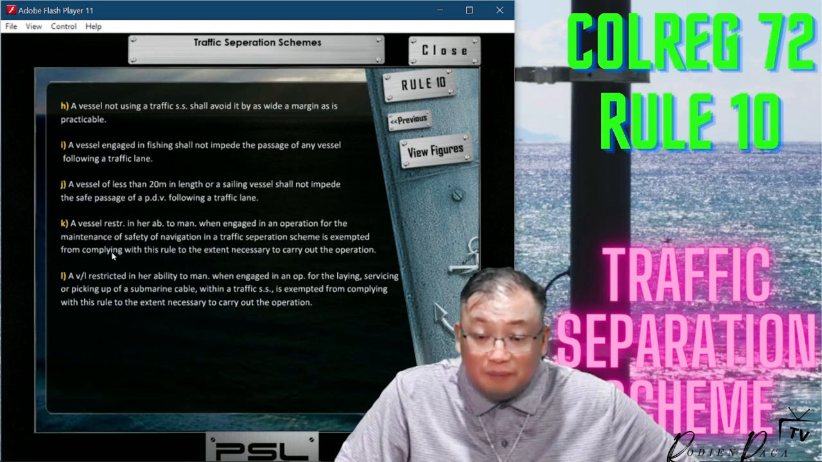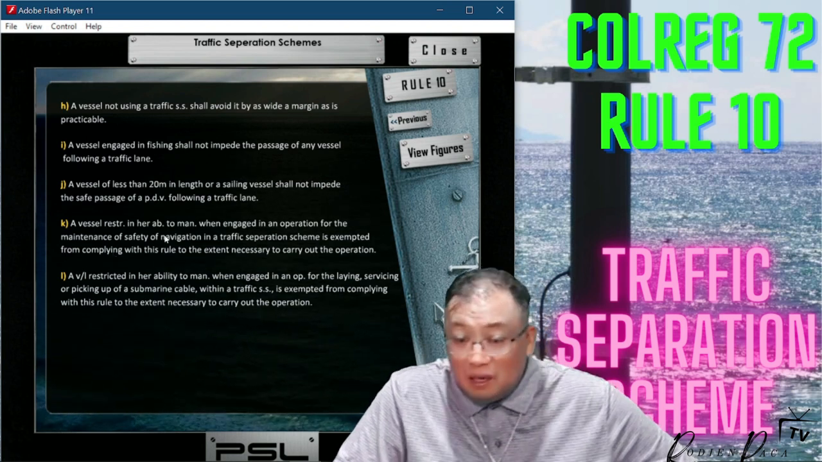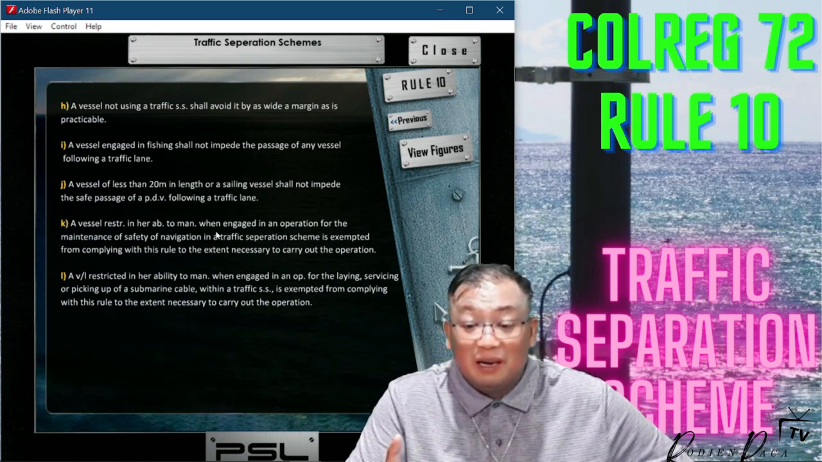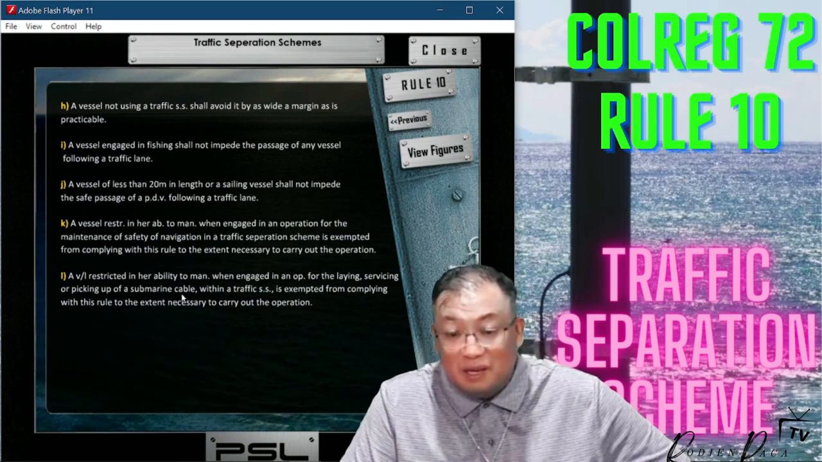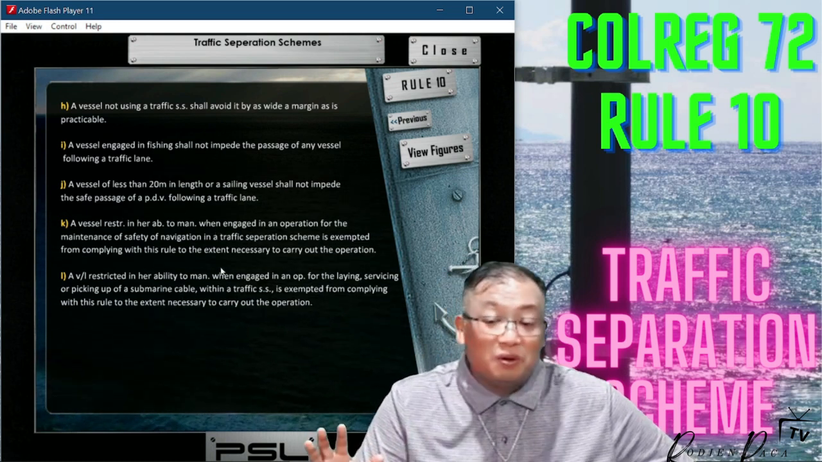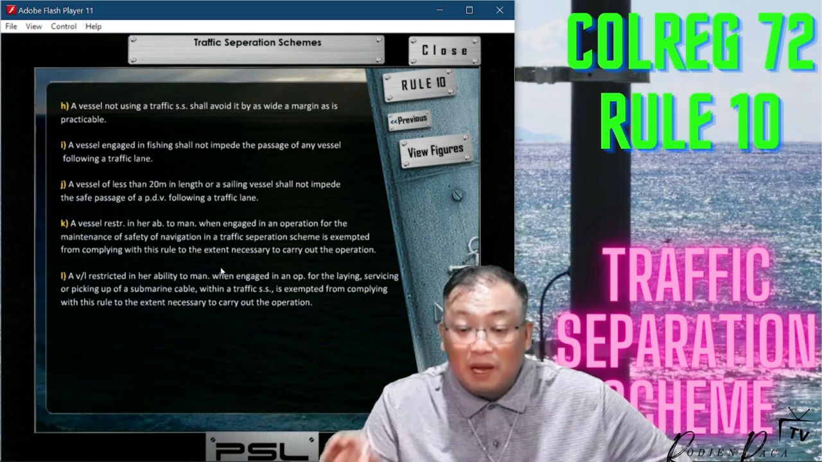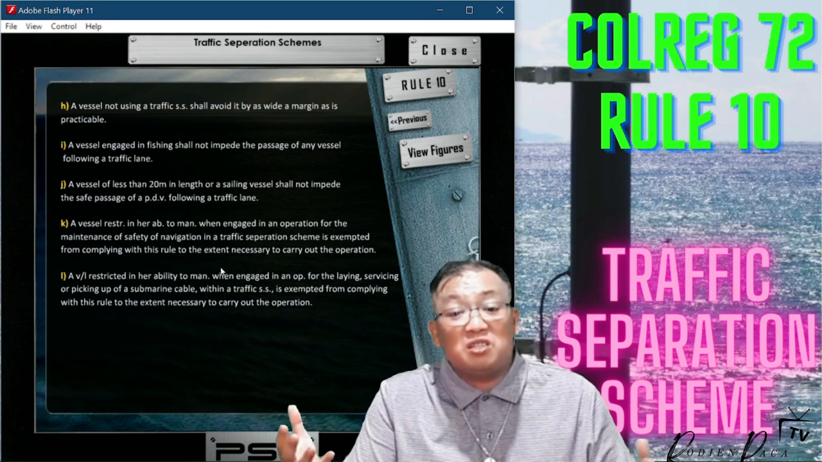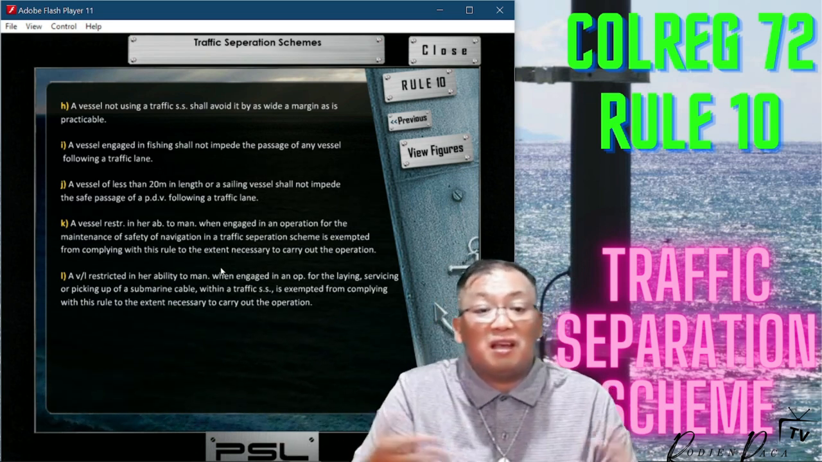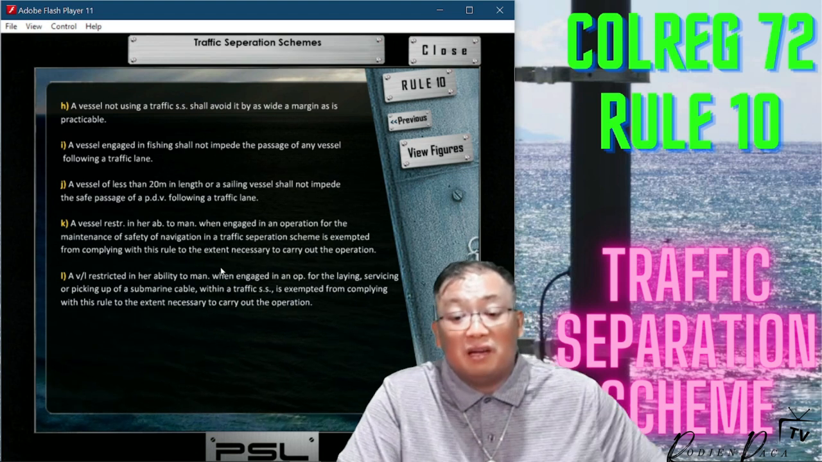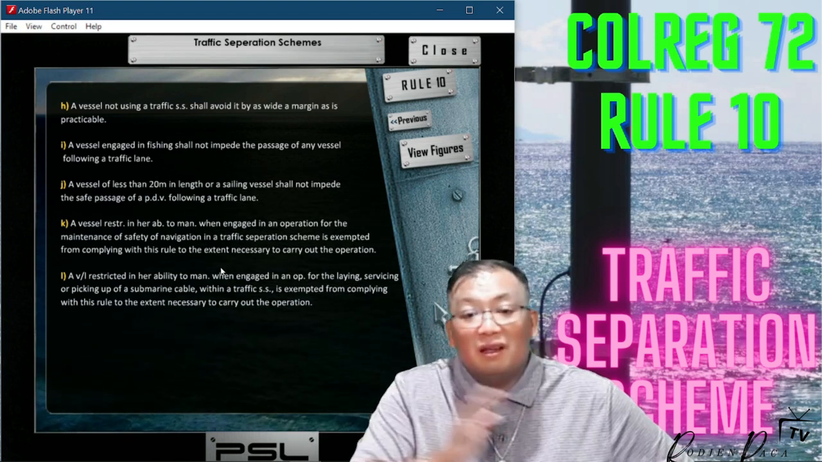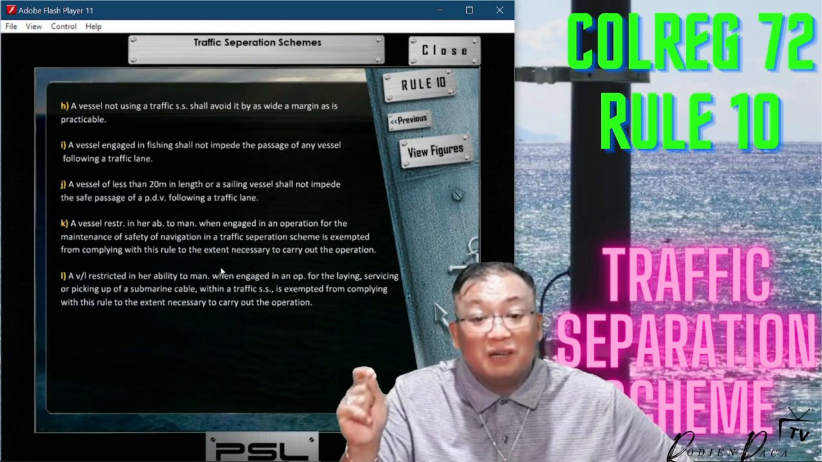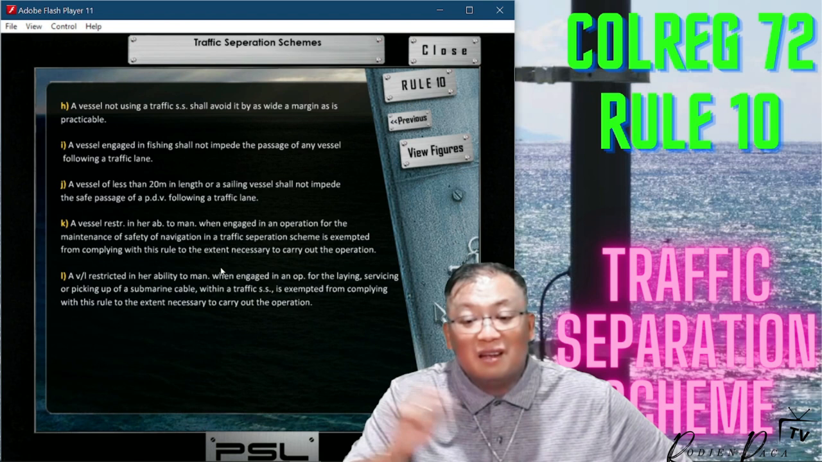A vessel restricted in her ability to maneuver, engaged in an operation for maintenance like dredging, for the safety of navigation in a traffic separation scheme, is exempted from complying with this rule to the extent necessary to carry out the operation. Meaning, if she's doing her work, dredging, making it deeper, inside the separation scheme, she does not care. The vessel restricted in her ability to maneuver, like the dredger, is exempted.